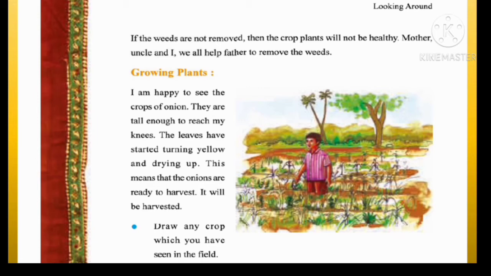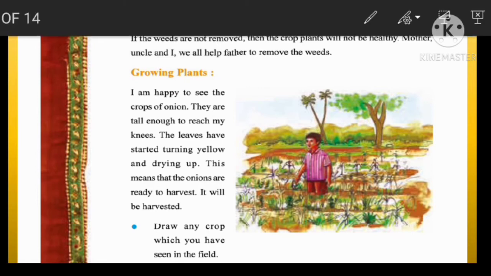Mother, uncle and I will help father to remove the weeds. Now Raju, his mother and uncle, all help his father in removing the weeds so that they can get a healthy crop of onion. Now growing plants. After the sowing of the seed, saplings were seen, now the plants are growing. Raju is very happy to see the crops of onion. They are tall enough to reach my knees. Now they are very big onion crop.